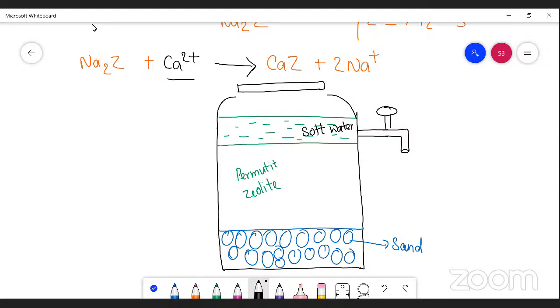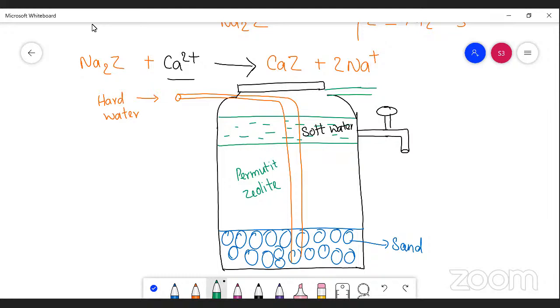Then we are passing the hard water through the permutit. So the hard water is passed here, then it will be closed. And here we are fitting another pipe, and through this we pass sodium chloride, that is, 10% sodium chloride.